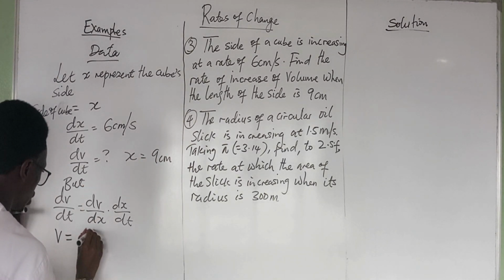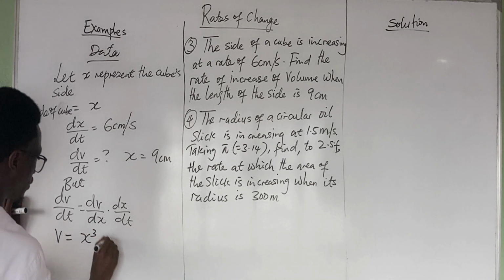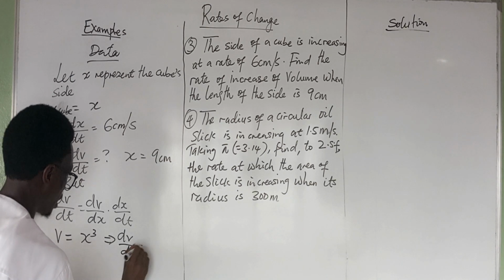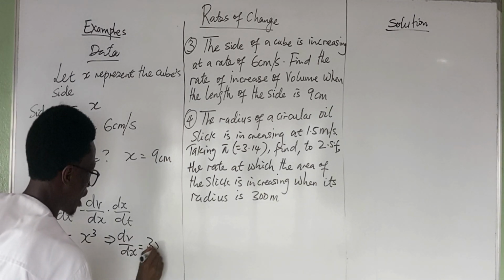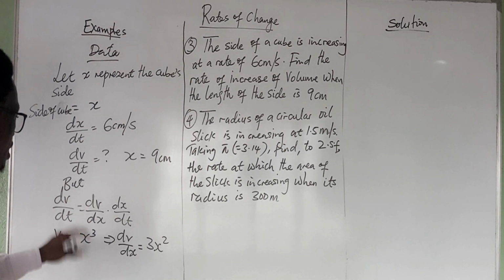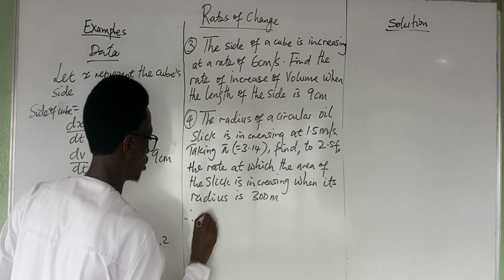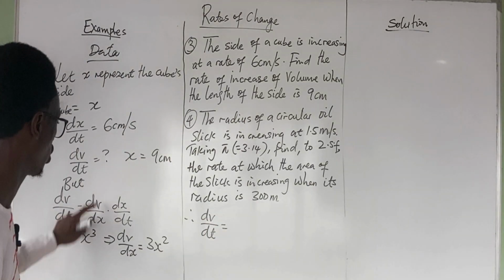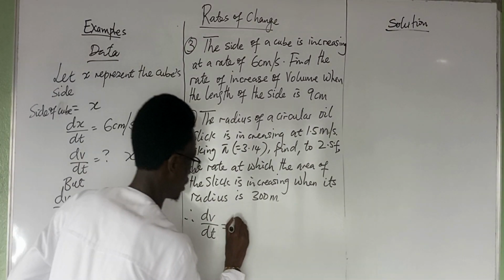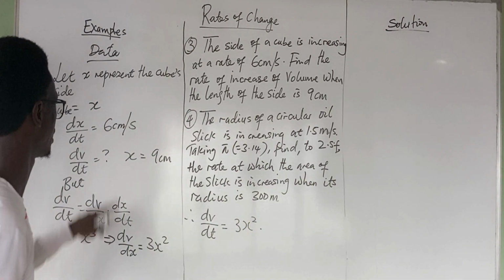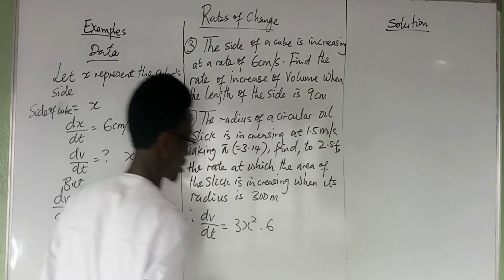So it's going to be x cubed here. We are now going to differentiate this, which is dV over dx equals, when you differentiate this, we have 3x squared. So now we have all the parameters here. Therefore, your dV over dt is equal to your dV over dx, which is 3x squared, multiplied by your dx over dt, which is given as 6.